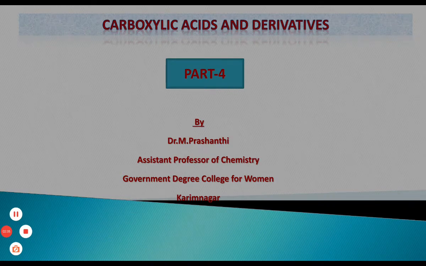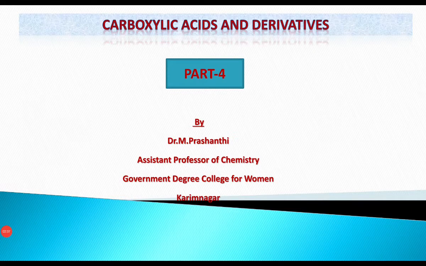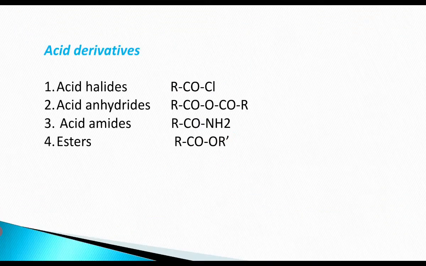Now in this part 4, I am going to discuss the derivatives of carboxylic acids: what the derivatives are, how they are prepared, and what their properties are. Let us see what they are. The acid derivatives: if the OH group of a carboxylic acid is replaced with other reactive groups, that gives rise to products which we call acid derivatives.